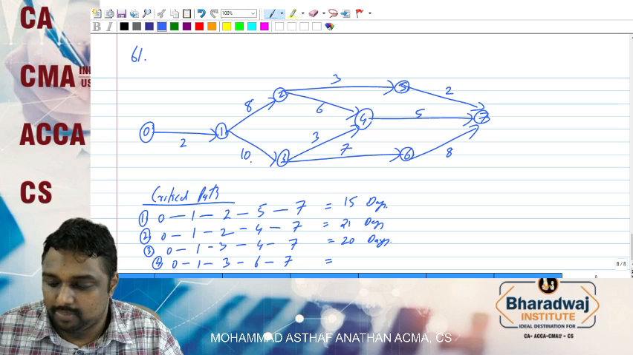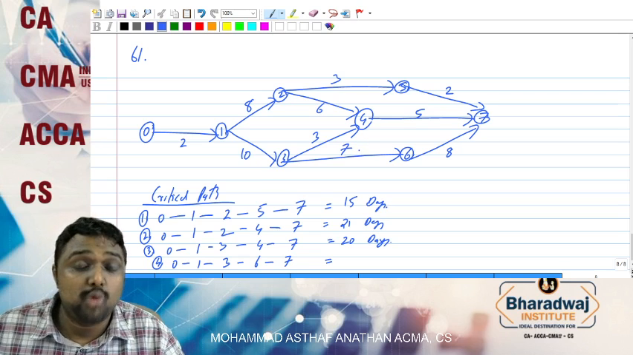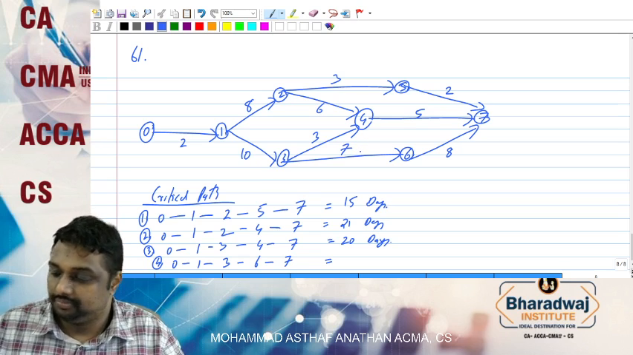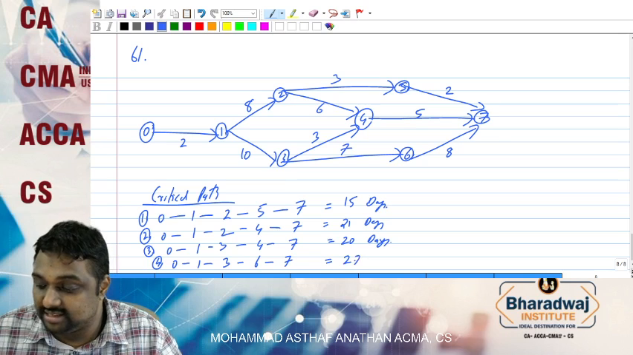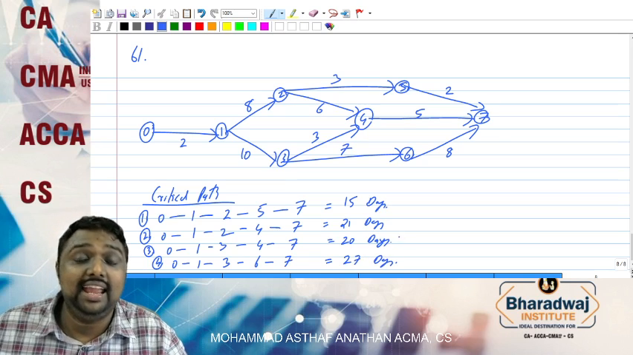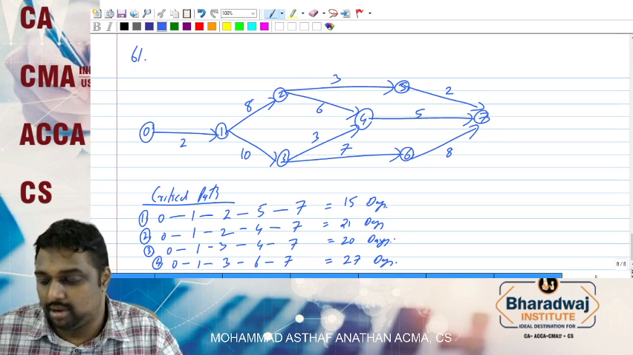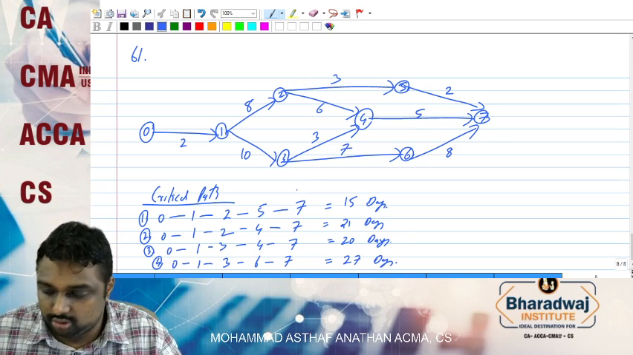So 10, 12, 12 plus 6, 19 plus 8, 27 days. So the highest one will be the critical path. That is the project duration.